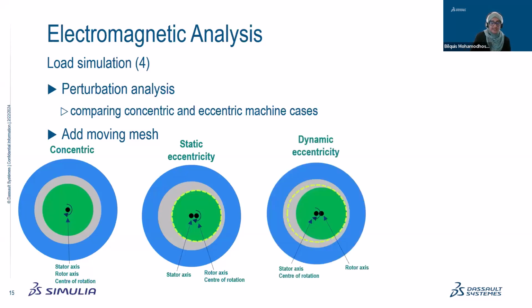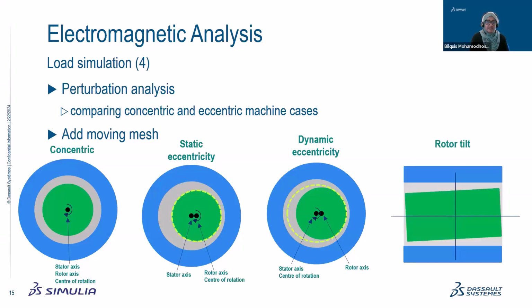Whereas for a dynamic eccentricity model, you have the stator axis and the center of rotation that are aligned, but they are misaligned with the rotor axis. When I say misaligned here, we're looking at a 2D model, so we can say that they are in parallel, for example. So the rotor axis will rotate around the center of rotation, which you can see in yellow here, and the air gap will not remain constant with time, because it will keep moving around.